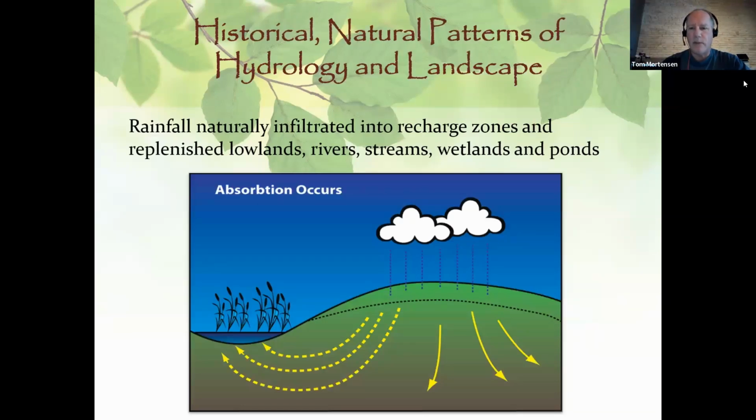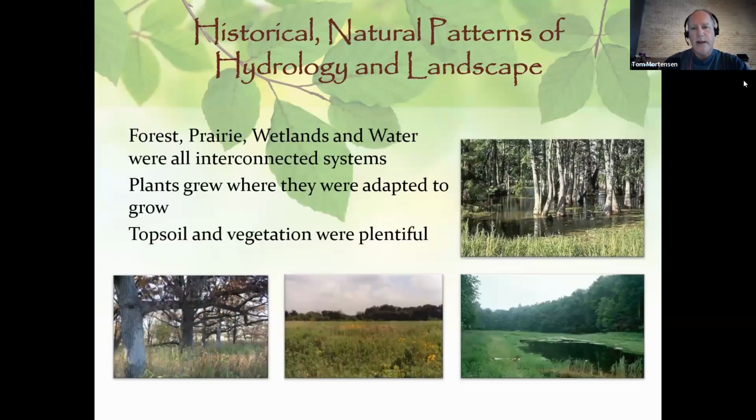When we get rainfall, it would get into the topsoil that was plentiful, it would get absorbed into the ground, and wetlands and some other water bodies were actually fed from below. It wasn't sheet flow, it was fed from below. What's really interesting when you think about hydrology and landscape is how different types of vegetation have adapted to certain types of hydrology. And I'll give you an example.